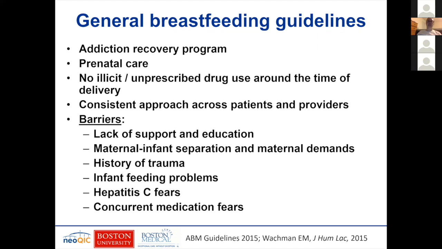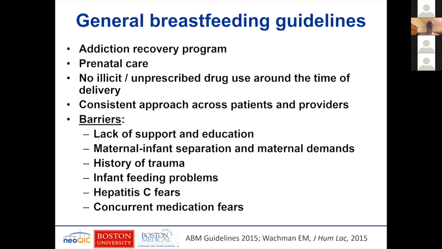I think the most important point, no matter what your guidelines are, is that there's a consistent approach across providers. I think it's really devastating for moms to hear inconsistent information about breastfeeding. I've been in some of these conversations where one person tells them it's fine, and another person tells them they have concerns. So it really needs to be a consistent approach across all patients and providers. I don't think a case-by-case basis will work, because they all talk to each other, and who knows, one provider may feel differently from another.